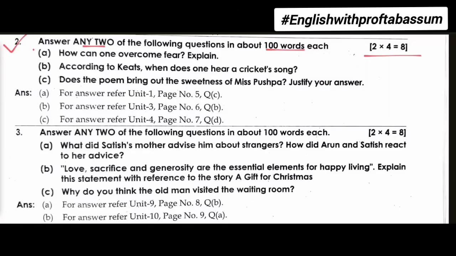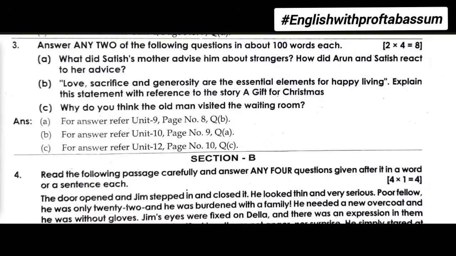So in this one, the first one is asked from the poem Fear, second one from On the Grasshopper and Cricket poem, third one from Goodbye Party for Miss Pushpa T.S. Now moving on to bit number 3, answer any two of the following questions in about 100 words each. So each one will carry 4 marks, total 2 you're doing, so total 8 marks.